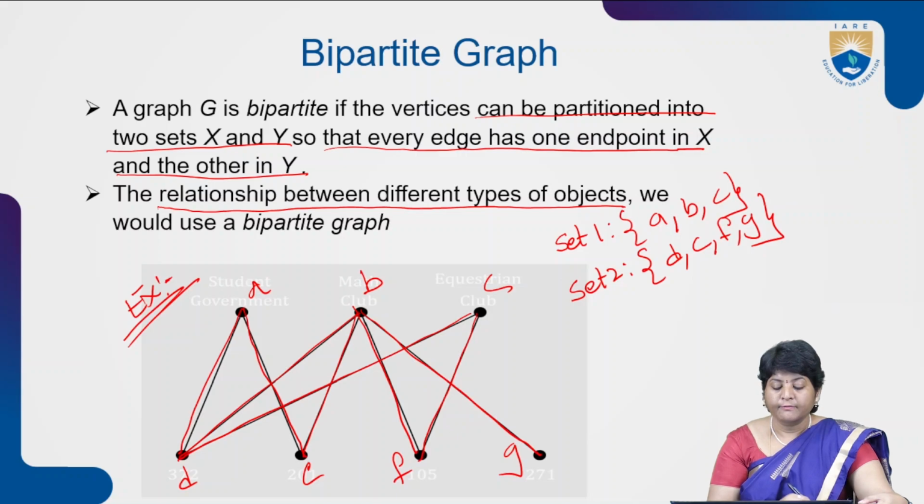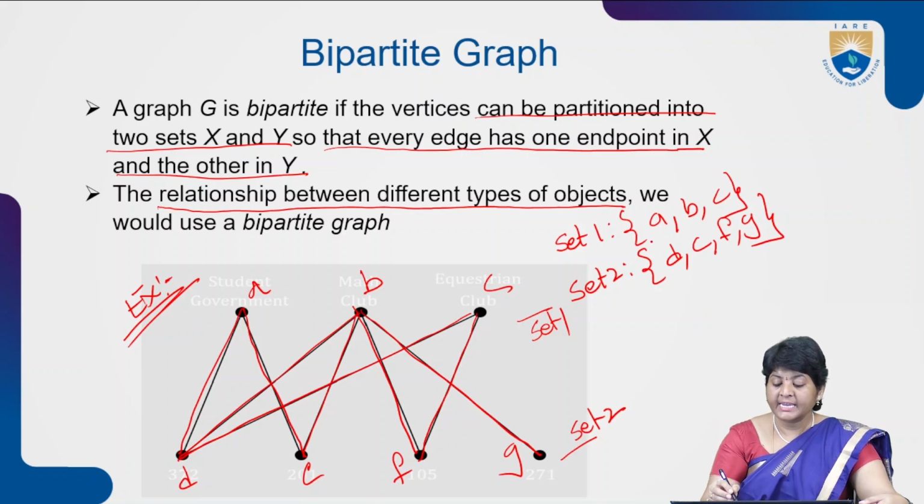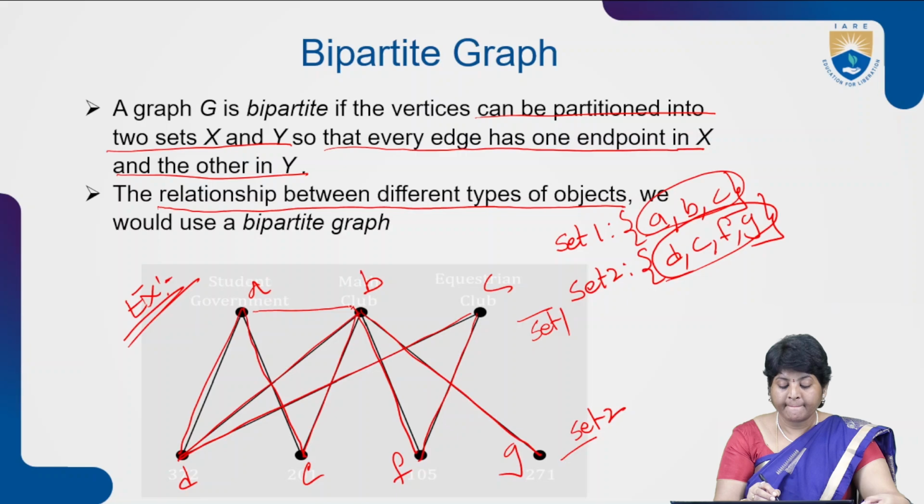So in this way, we will separate the vertices into two sets, set 1 and set 2. Wherever the connection or relationship is developed, we will assume that there are two sets. So we will allot all the vertices to two different sets. Here A, B, C come under one set, and D, E, F, G come under the other set, because A is not connected to B and B is not connected to C. So it means A, B, C belong only to set 1.